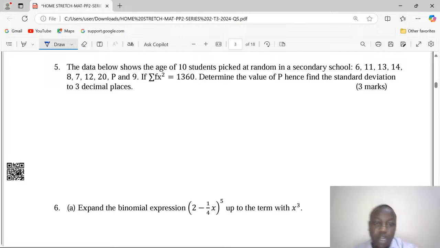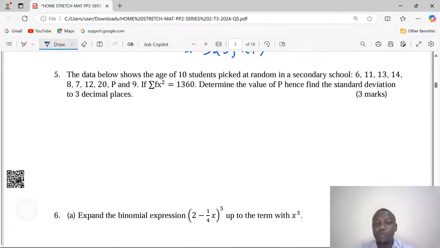Statistics 2. The data below shows the age of 10 students picked at random in a secondary school: 6, 11, 13, 14, 8, 7, 12, 20, P, and 9. Then we are told if the sum of x squared equals 1360, determine the value of P, hence find the standard deviation to 3 decimal places.